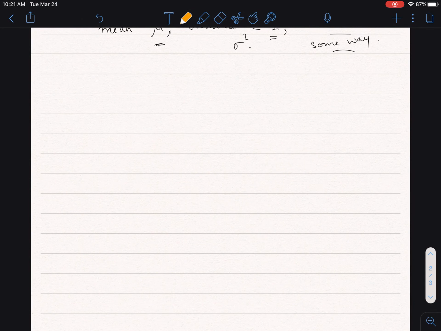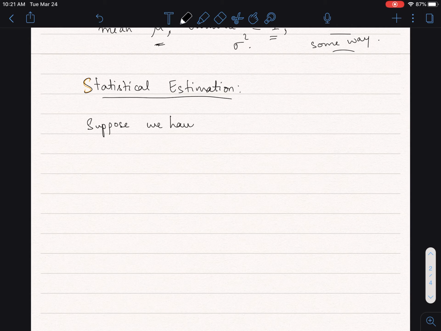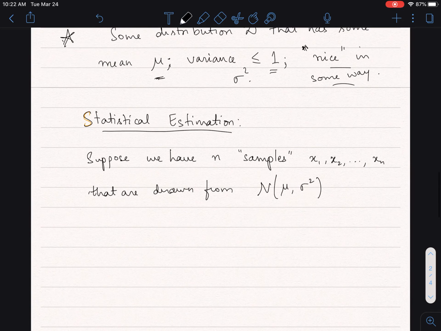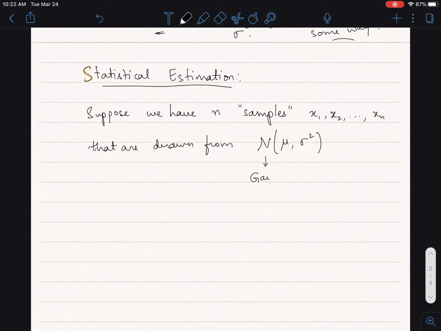So next we will see the first example of statistical estimation. And I will write it down as an explicit problem. Okay, so suppose we have n samples. Think of samples as just being data points. Let's call them x1, x2 up to xn that are drawn from a Gaussian distribution with mean mu and variance sigma squared. So this is standard notation for the Gaussian. It's a script N. N stands for normal. Okay, and we have n samples from this.